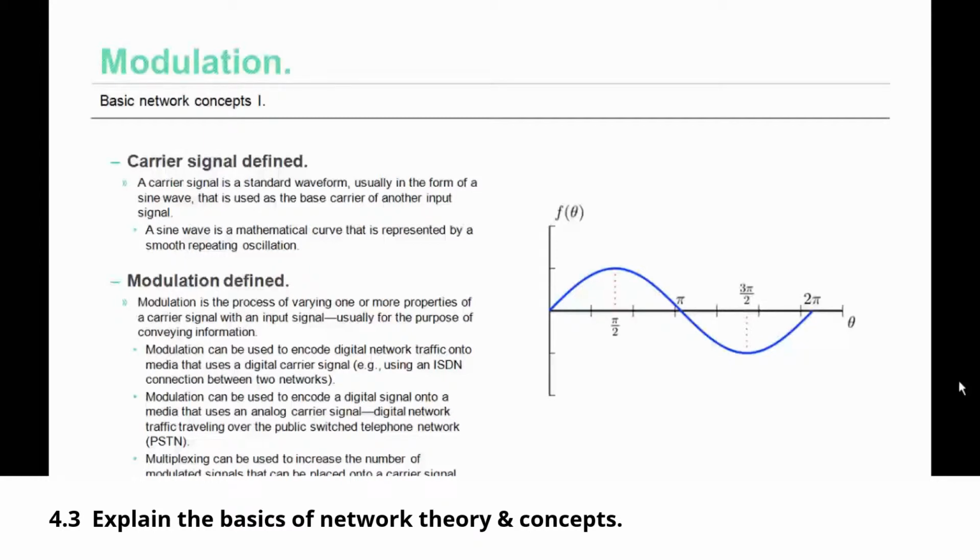Modulation can be used to encode digital network traffic onto media that uses a digital carrier signal, as in using an ISDN connection between two networks. Modulation can also be used to encode a digital signal onto a media that uses an analog carrier signal, as in digital network traffic traveling over the public switched telephone network, or PSTN. Multiplexing is often used with modulation. Multiplexing can be used to increase the number of modulated signals that can be placed onto a carrier signal.